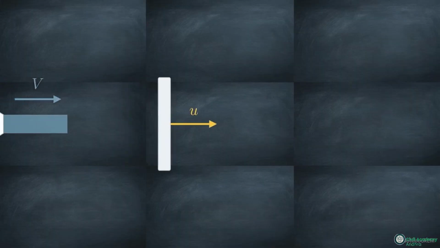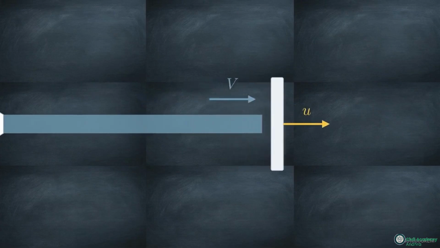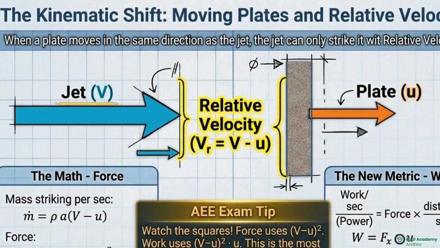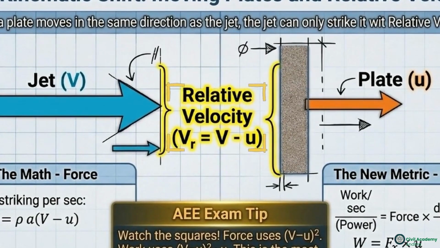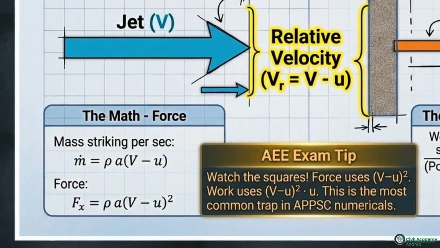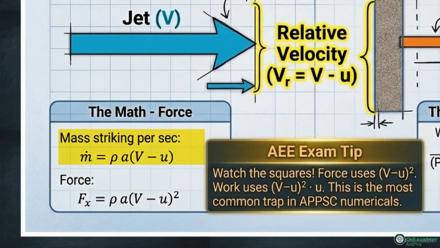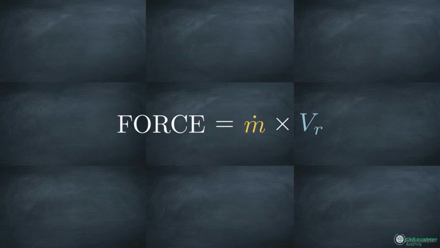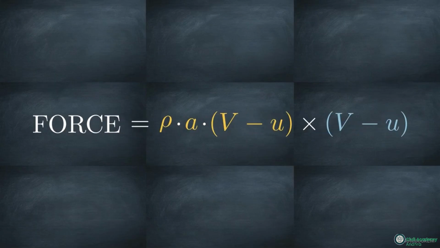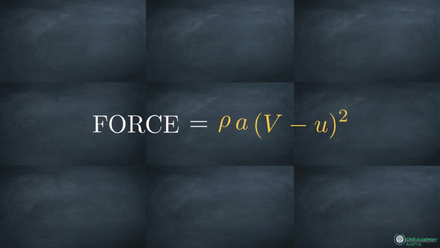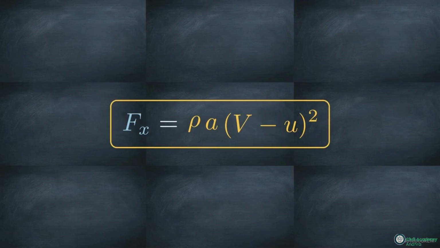When the target plate moves away from the nozzle at velocity u, the variables change. This diagram highlights relative velocity. The jet no longer strikes with its absolute velocity. The impact velocity is the difference between the jet speed and the plate speed. This velocity difference dictates the mass striking the plate per second: density times area times the relative velocity, v minus u. Applying this relative mass flow to the momentum equation results in a new force formula, density times area times the square of the relative velocity.